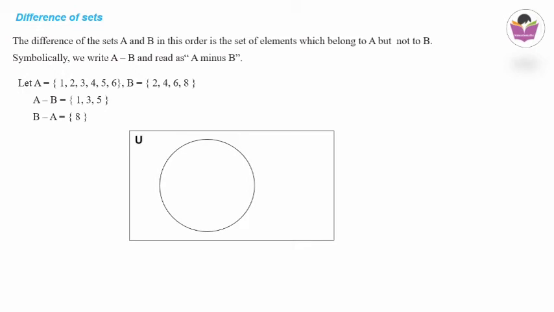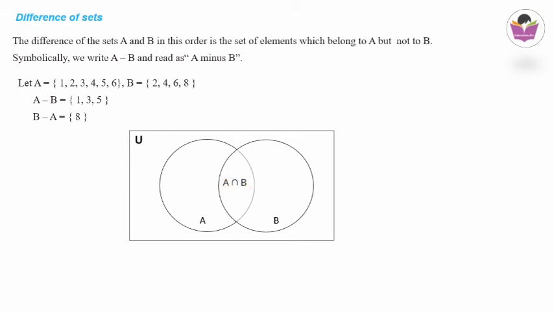Then just take two circles. The first circle is representing A and second circle is B, and the common element, this portion we will call it as A intersection B. Here we are not marking any element here. This we know that it is common for both A and B. Common means A intersection B.